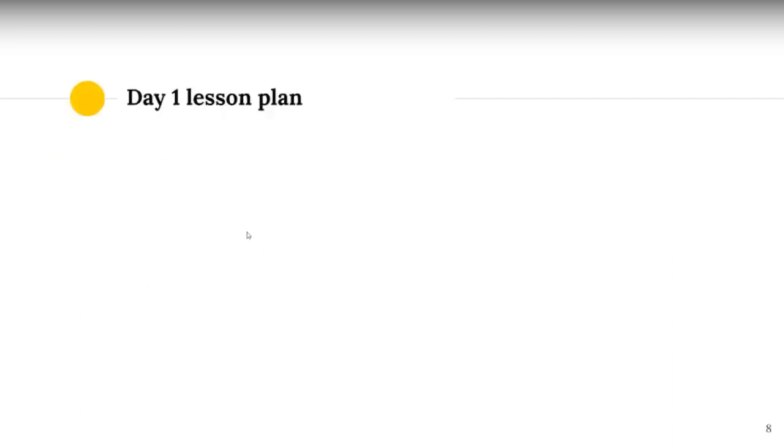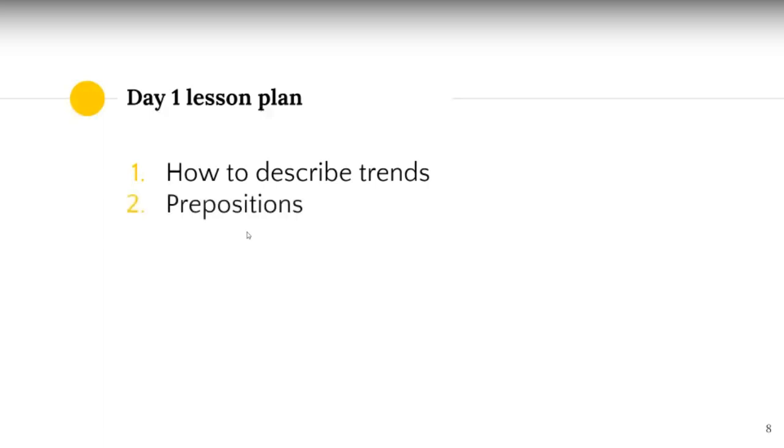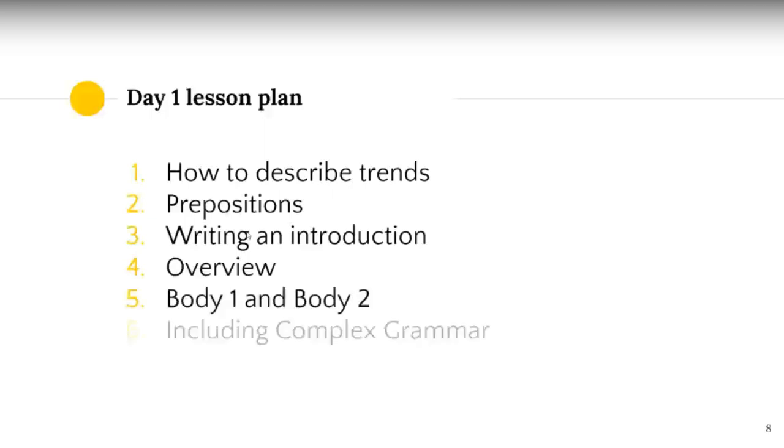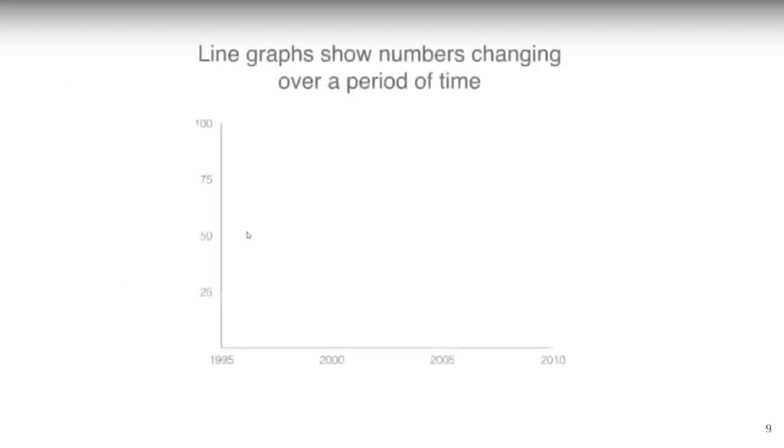So here's my plan for this lesson. First off, we'll learn how to describe trends. Then we'll look at some prepositions. Then we'll learn how to write an introduction, overview, body 1, body 2. We'll also learn how to include complex grammar so that you can get 7 or higher. And we'll have a recap. Now let's move on to describing trends. First off, I have to talk a little bit about line graphs.